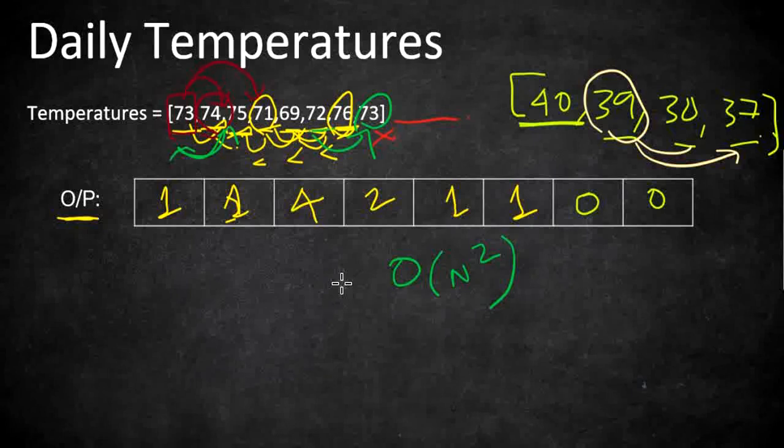So how do we approach this in an optimal way? As we are iterating the given array, the only thing we have to remember is the number of days which have a lesser temperature than the current day.